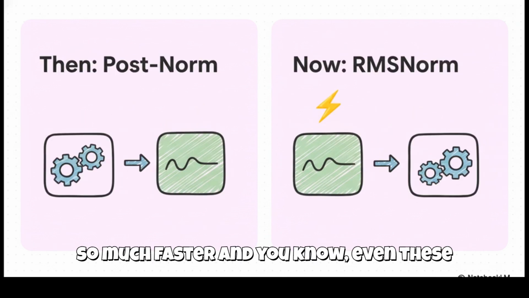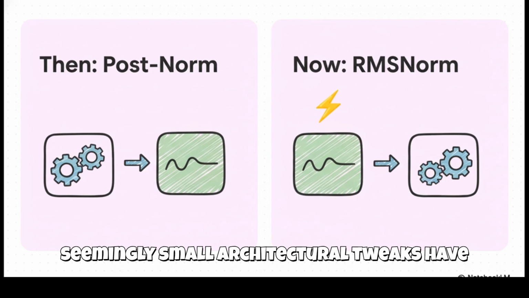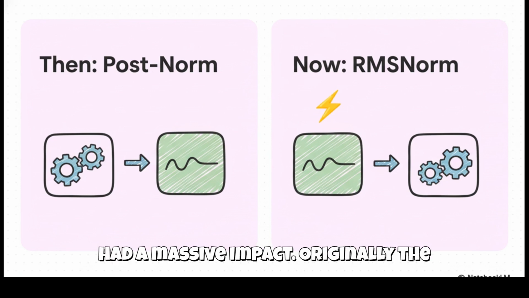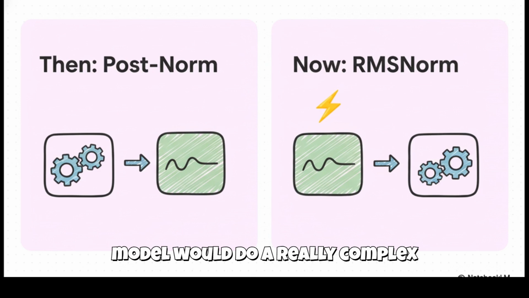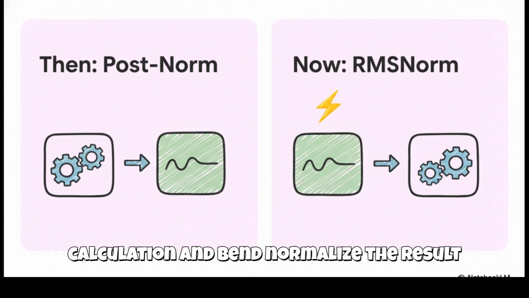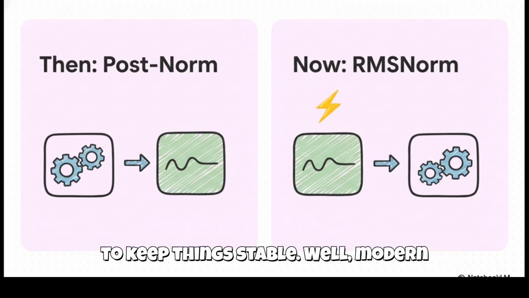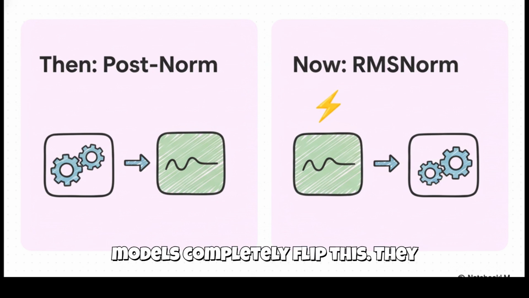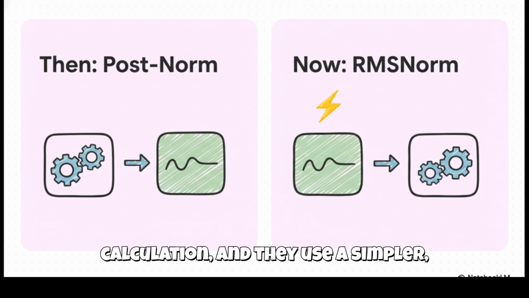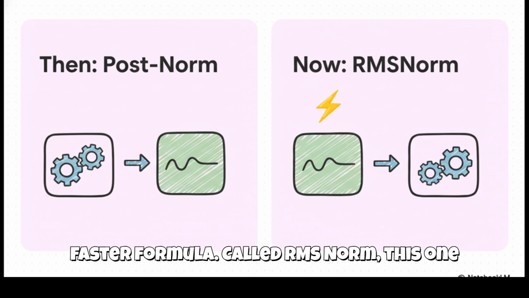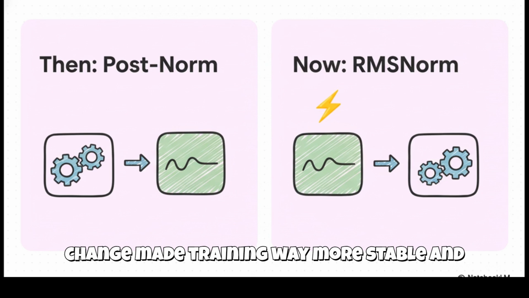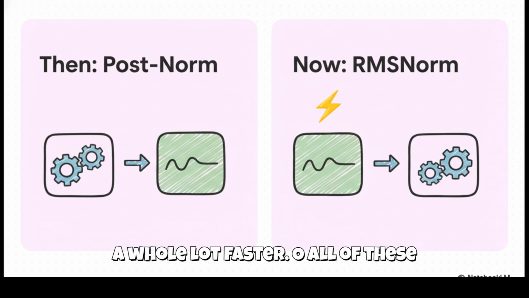And even these seemingly small architectural tweaks have had a massive impact. Originally, the model would do a really complex calculation and then normalize the result to keep things stable. Well, modern models completely flip this. They normalize the data before the calculation, and they use a simpler, faster formula called RMS Norm. This one change made training way more stable and a whole lot faster.